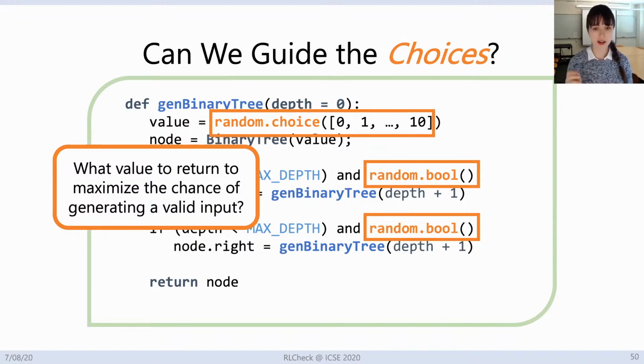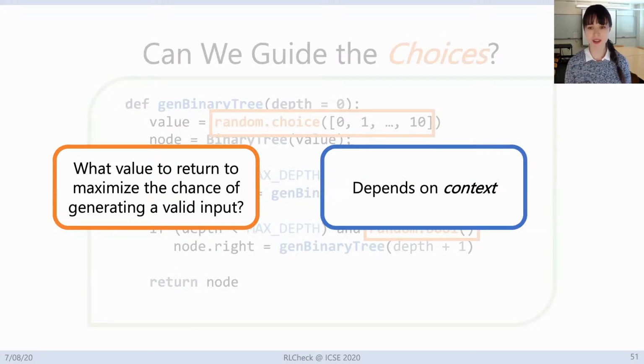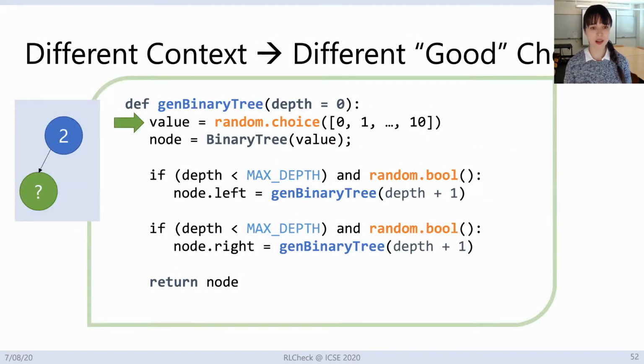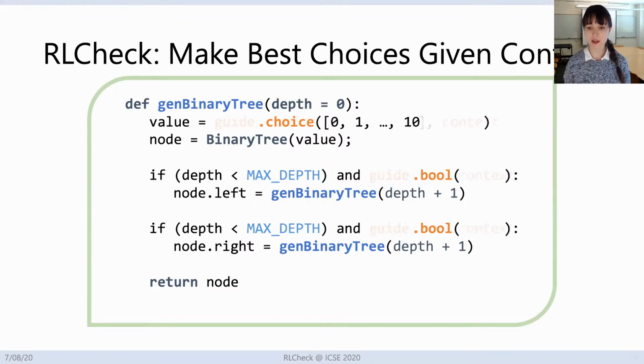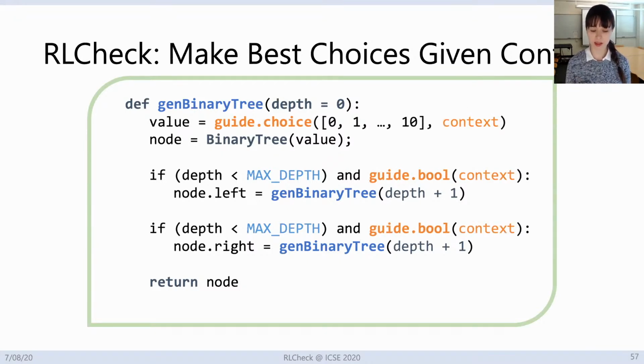Now you can imagine there's not always one good value to choose, right? The good value for each choice point depends on the context of that choice. What I mean by that is, if you're the left child of a 2, good choices for the value are 0 and 1. If you're the right child, it's everything greater than 2, and so on and so forth in different contexts. So actually the problem that we're going to solve in RLCheck is to make the best choices given some context. So we replace those random decisions with a guided decision that is conditioned on the current context. I don't have time to go into exactly what this context is.